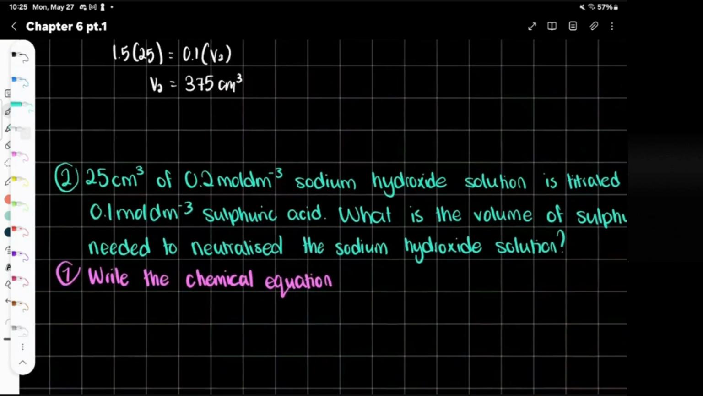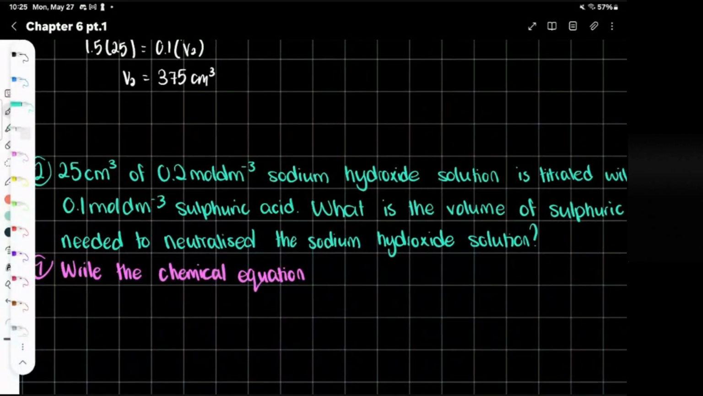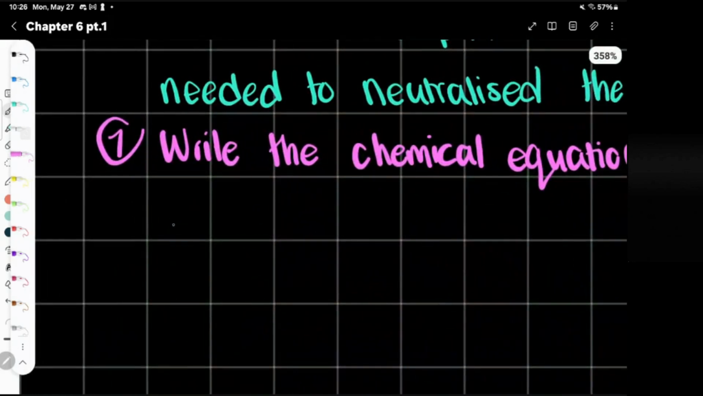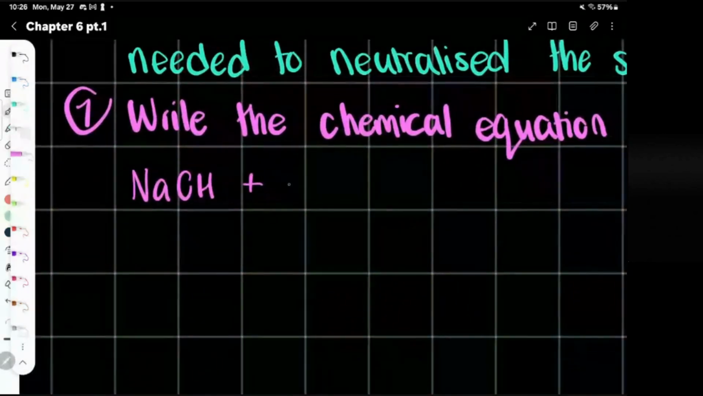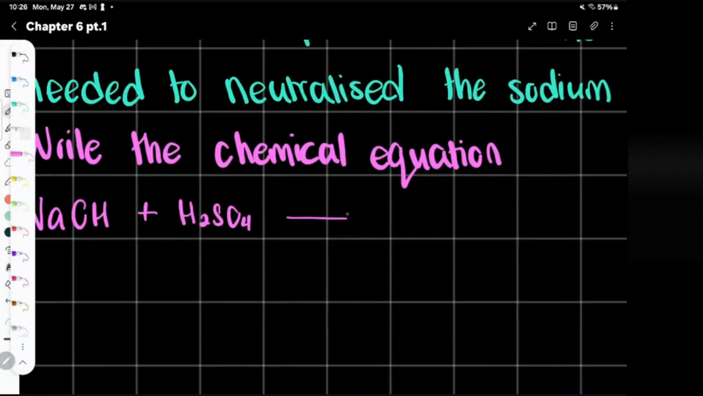First thing we have to do, write the chemical equation. Can we do that? Yes, we can actually, because we have two solutions given here. They titrated, meaning they combine sodium hydroxide with sulfuric acid. What is the sodium hydroxide formula? NaOH. And then sulfuric acid, you have to remember this, H2SO4. So what will it produce?